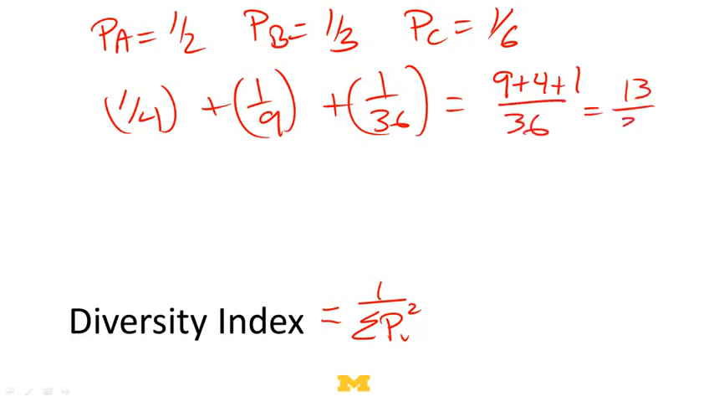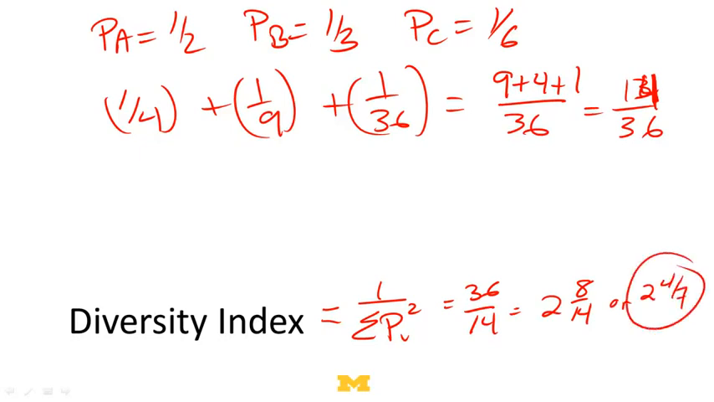So you can put all these over 36, and we get 9 plus 4 plus 1 over 36. That's 14 over 36. So if we take the diversity index, that's going to be the opposite of that, which is 36 over 14. So that's 2 and 8 over 14, or 2 and 4/7. So what the diversity index tells us is, well, this is not quite 3, because you're more likely to get A than you are to get C, and so we'll call this 2 and 4/7. So the diversity index tells you approximately how many different types of things there are.